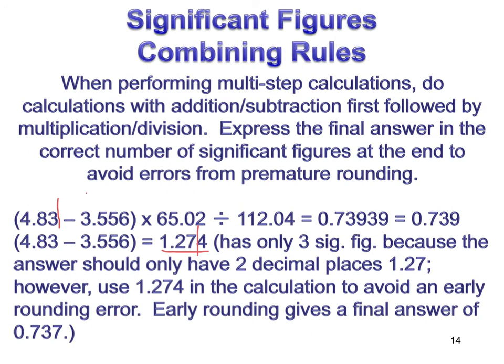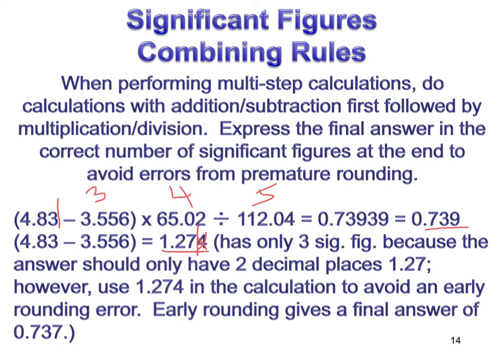Those 3 significant figures are then carried through the calculation because the next number, 65.02, has 4, and then 112.04 has 5 significant figures, and it was the subtraction at the beginning that had the fewest number of significant figures after the subtraction was done, and that is 3, leaving us with an answer of 0.0739.